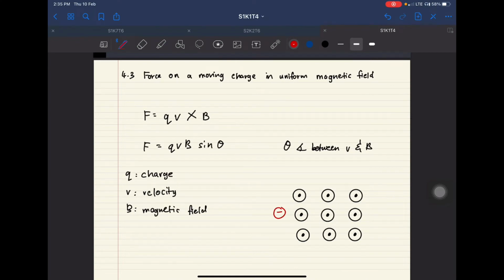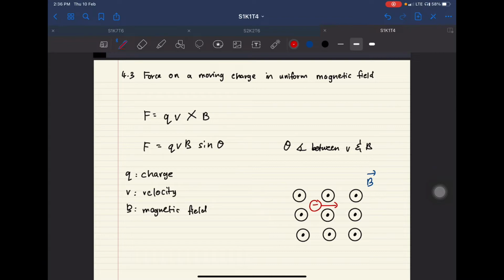Okay, so in this video, we discuss subtopic 4.3 and 4.4. 4.3 is about force on a moving charge in a uniform magnetic field. What it means is that if you have a uniform magnetic field, like in this example, let's say this one is B and it is going out of the page and it is uniform. And then if you have an electron, which is the charge, passing through the uniform magnetic field, you will expect that the charge will experience some force due to the magnetic field.